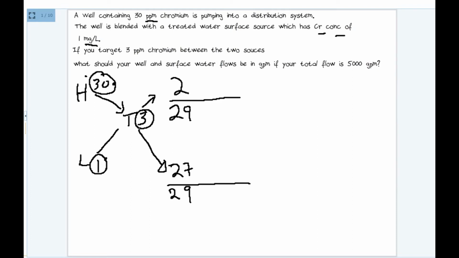And the last thing we do is we multiply both fractions by your combined flow. Because we have two sources, they're going to split the difference between the two. And they're both going to total 5,000 gallons per minute. So the flow here, the combined flow, is 5,000. Same for the bottom.